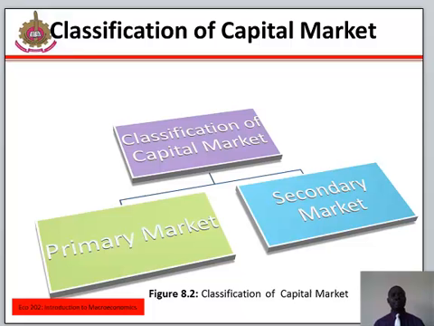Classification of capital market. Capital market can be divided into primary and secondary market. Primary market. This is a market where new securities like shares, stock, and bonds are issued and sold. Secondary market. This is a market where the holder of the new security can sell it. In a simple sentence, the primary market is a market for initial issue, while the secondary market is a market for subsequent trading in securities.